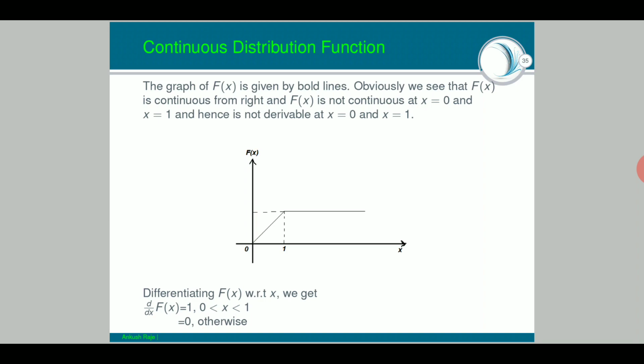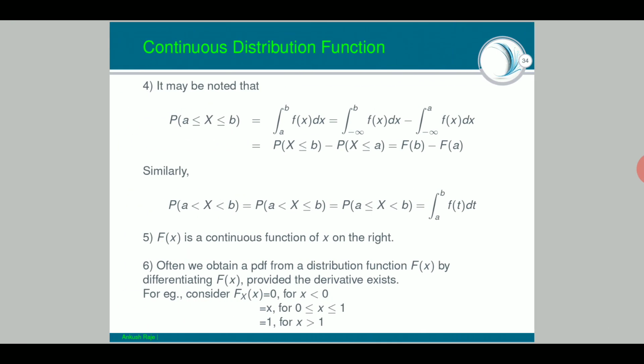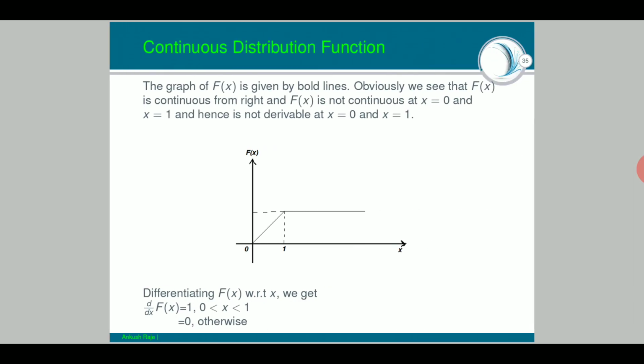Obviously we see that capital F of x is continuous from the right, and f of x is not continuous at x equals 0 and x equals 1. Yes, we can clearly see that it is not continuous at 0 and 1. Why? Because the limits are not matching from both sides. So that is not a continuous function, and discontinuity arises at x equals 0 and x equals 1. So there is no question of differentiability. They are also not derivable at x equals 0 and x equals 1.